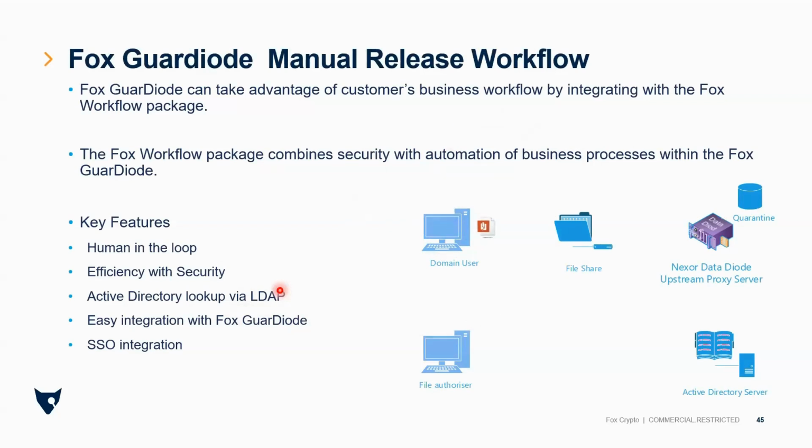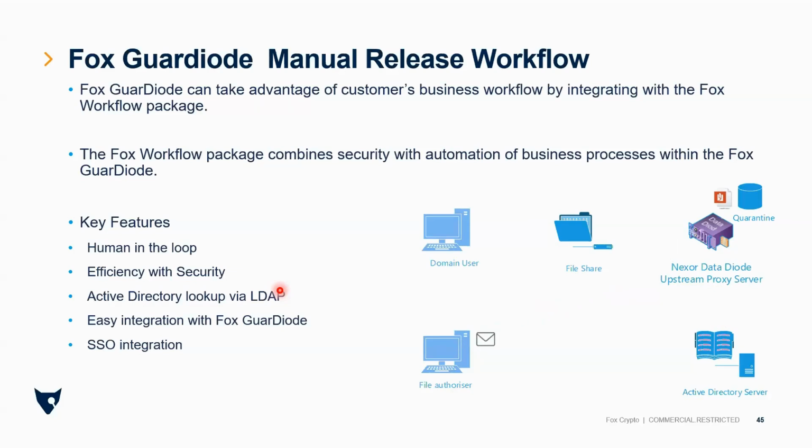And how does it work? A user places a file in a share, the file is picked up by the system, and based on the characteristics of the file, Active Directory is queried. Active Directory comes back with a list of people who should approve the transfer of the file. It can be one person, it can be multiple people. These people will receive an email.